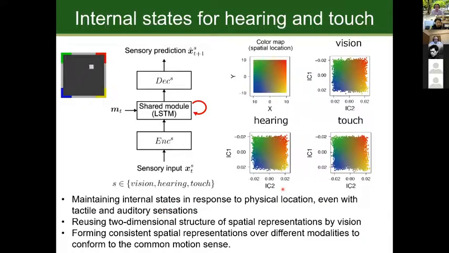And then reusing the two-dimensional structure of spatial representations by vision, the consistent spatial representations are formed over different modalities to conform to the common motion sense. So motion is always the same. Because the shared module neural network tries to keep the consistency among the sensor modalities, it tries to create the same spatial representation among vision, hearing, and touch.